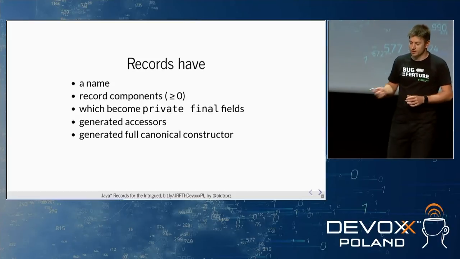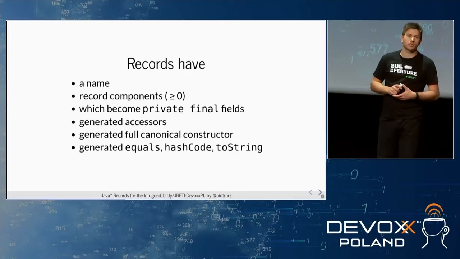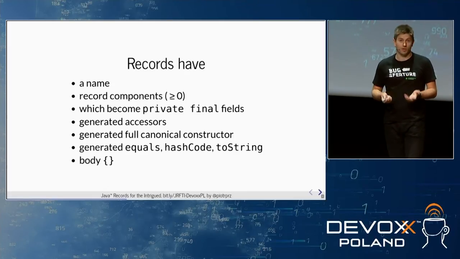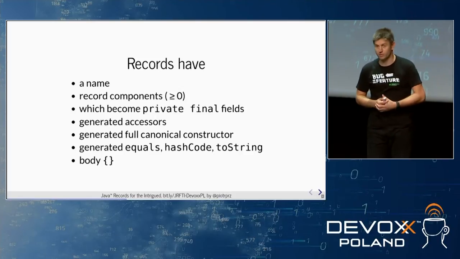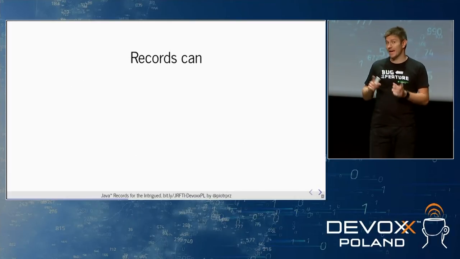And they also have a generated full canonical constructor, and they have the equals, hashCode and toString methods generated for us. And they also have the body, even if it's an empty one. You can't get rid of the braces. It won't compile, basically.